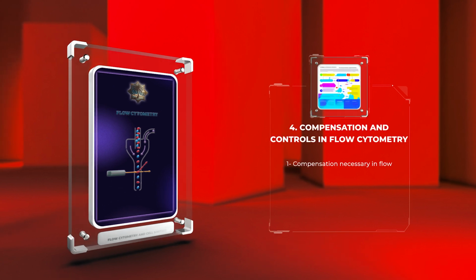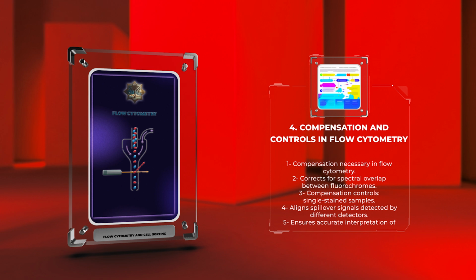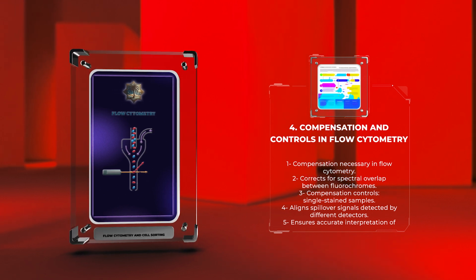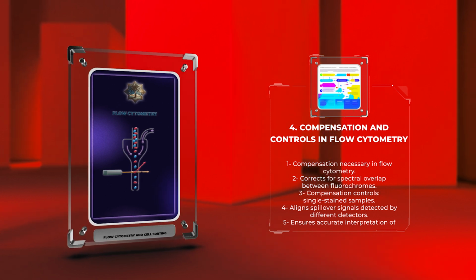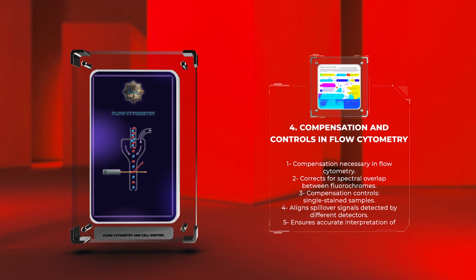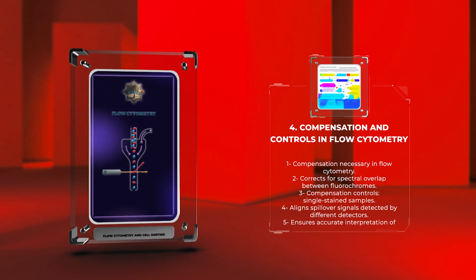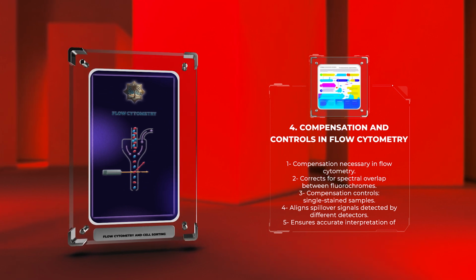In flow cytometry, compensation is necessary to correct for spectral overlap between different fluorochromes. This correction is achieved by using compensation controls, which consist of single-stain samples where each fluorochrome is separately labeled. These controls help align the spillover signals detected by different detectors, ensuring accurate interpretation of the results. Proper compensation is crucial for robust and reliable data analysis, avoiding misleading conclusions due to spillover artifacts.